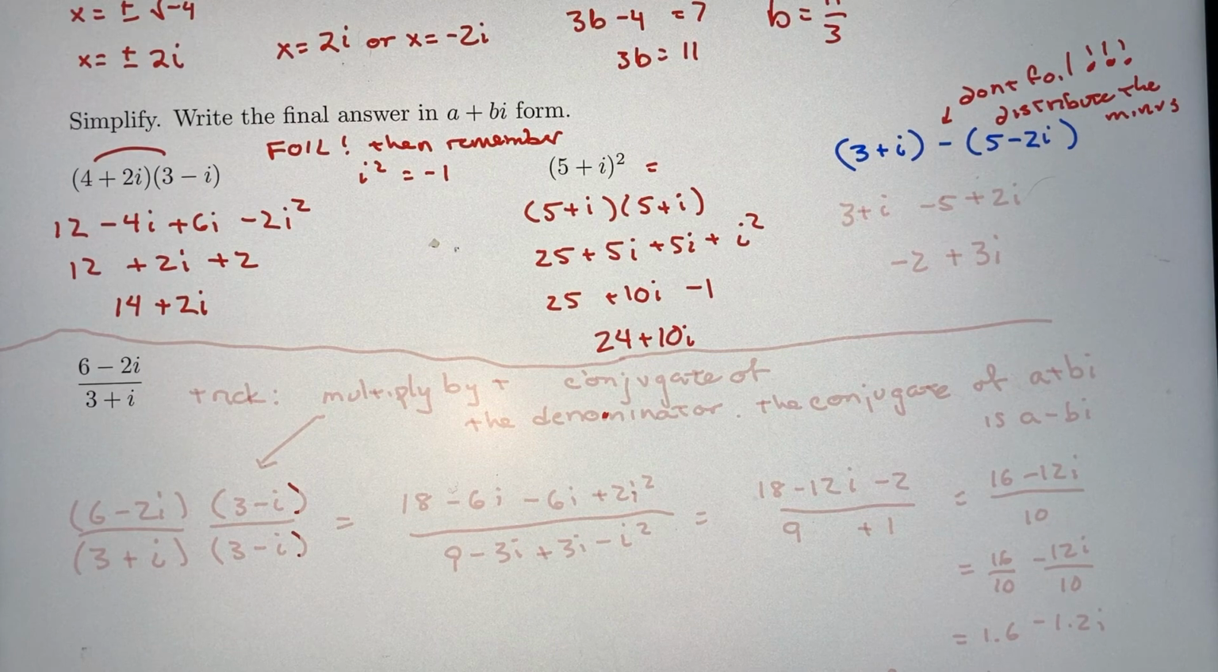Okay, this is adding and subtracting, completely different. Distribute the minus sign. Minus 2i is plus 2i. So combine like terms. So just be careful when you do that.